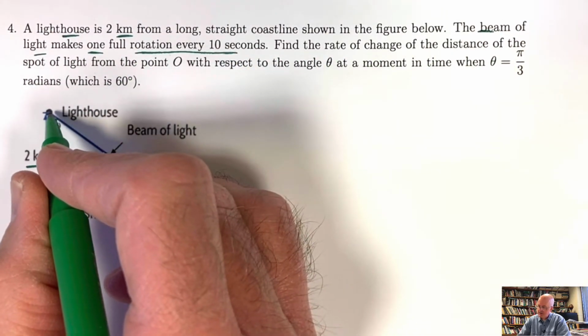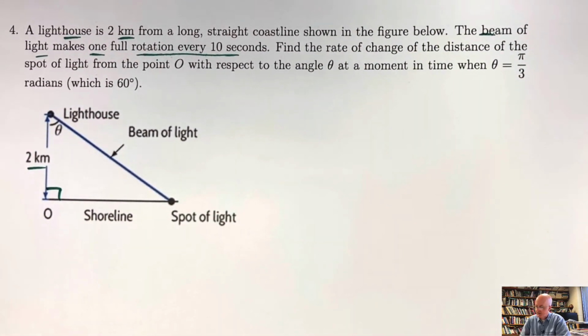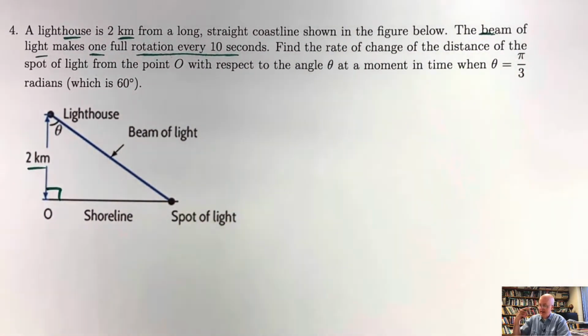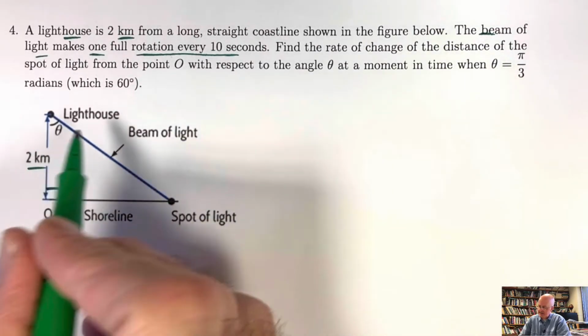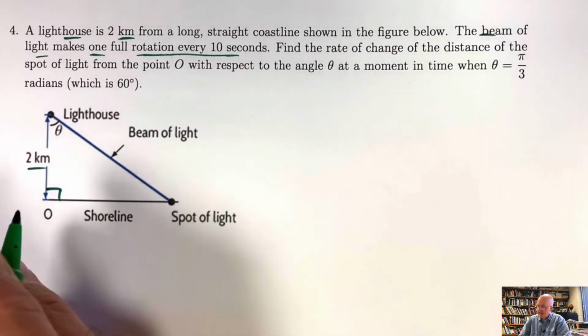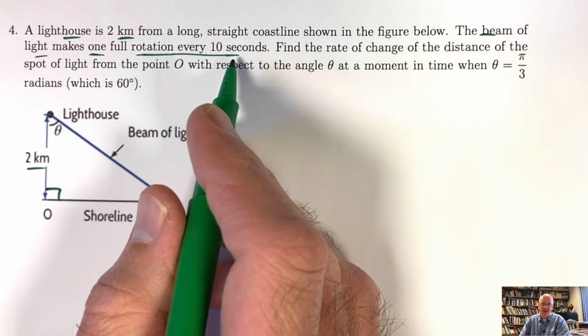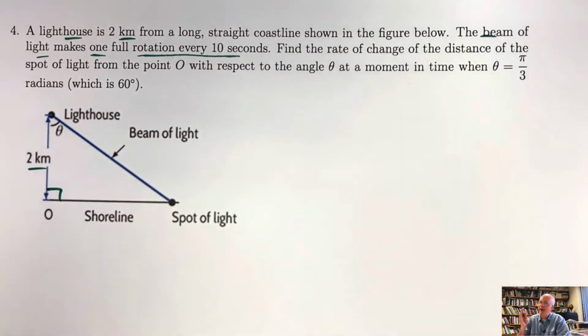So this is a lighthouse out to sea there on some small rock island or something like that. And that light is rotating over time. Or maybe this is the land up here and the water's down there. I suppose it could be that way too. The light is rotating over time. 1 full rotation every 10 seconds. 2 pi radians every 10 seconds.